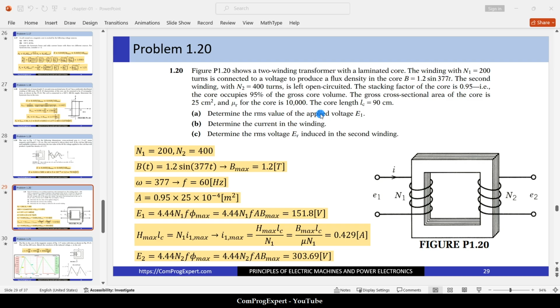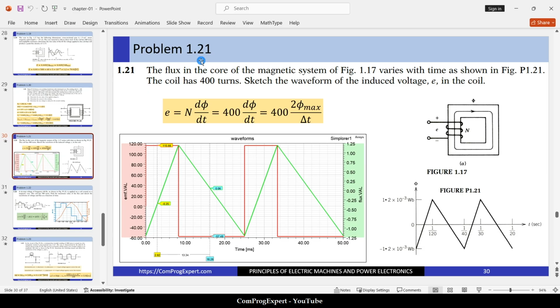So now let's go for the next problem. Problem 21. The flux in the core of the magnetic system of this figure 17 varies with the time as shown in this figure P1 21. The coil has 400 turns. Sketch the waveform of the induced voltage in the coil.